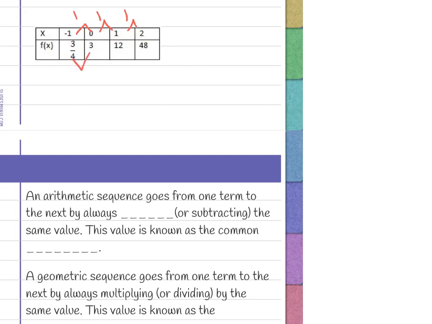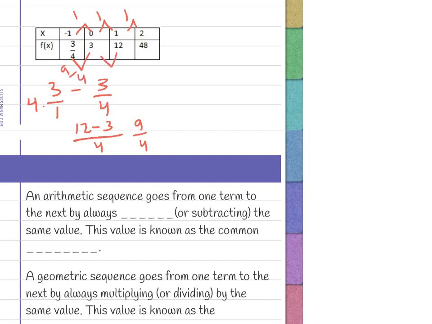Now, what is 3 minus 3 over 4? I'm going to go ahead and do it right here because I don't know. 3 over 3 minus 3 over 4, and then multiply by 4. So that's 12 minus 3 over 4. That's going to be 9 over 4. Okay, so we have 9 over 4 is the difference.